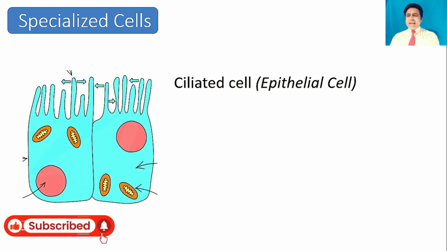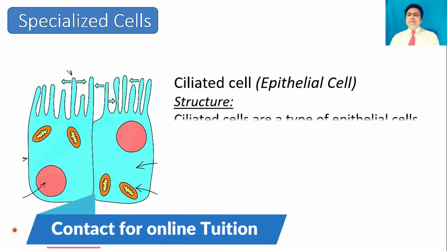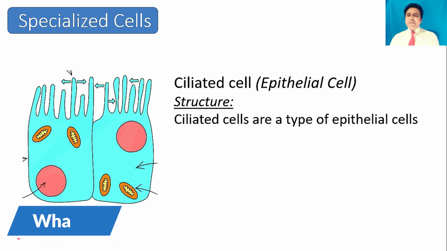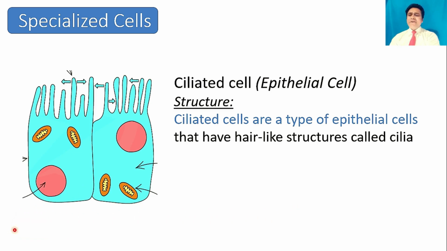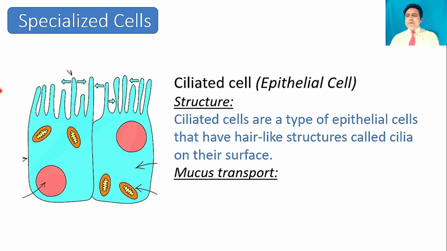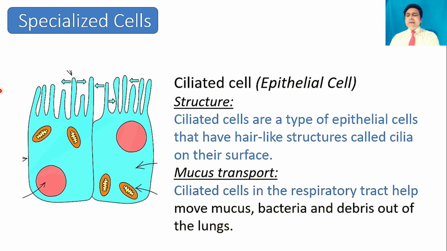This is a ciliated cell, also known as an epithelial cell. Ciliated cells are a type of epithelial cells that have hair-like structures called cilia on their surface. Mucus transport: ciliated cells in the respiratory tract help to move mucus, bacteria, and debris out of the lungs.